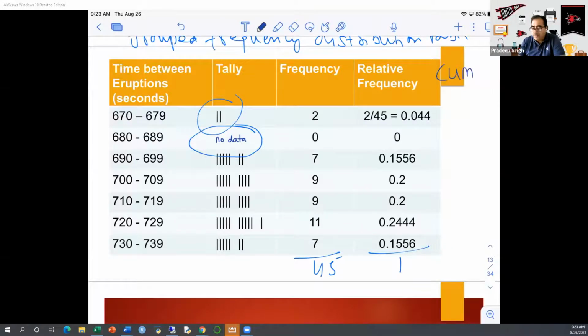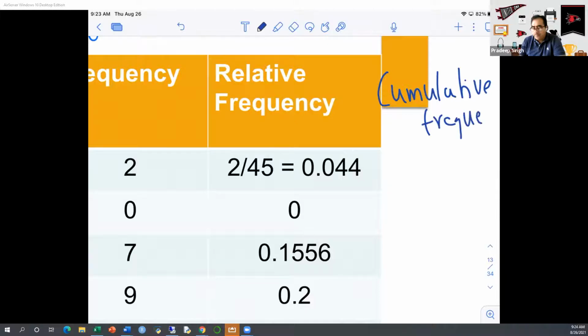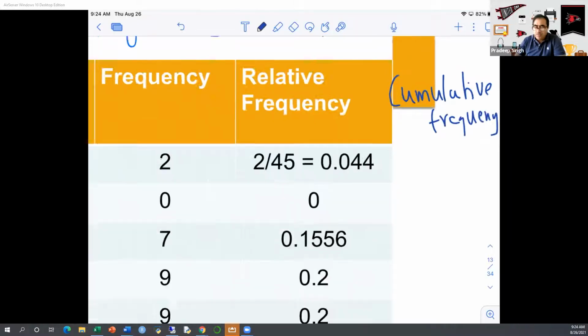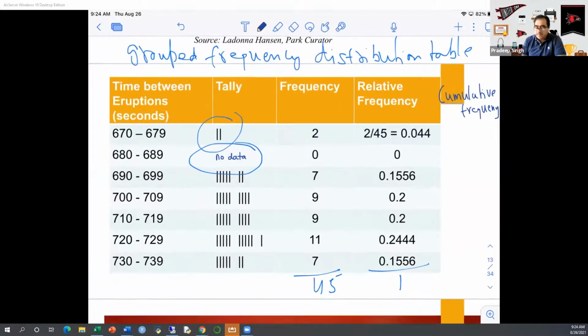cumulative frequency. The cumulative frequency, as its name suggests, is the cumulative total up to that point. So that means for the first class, the value is 2.